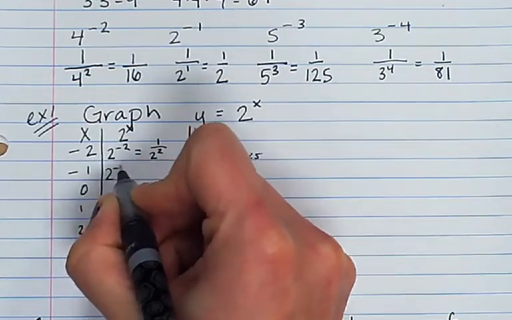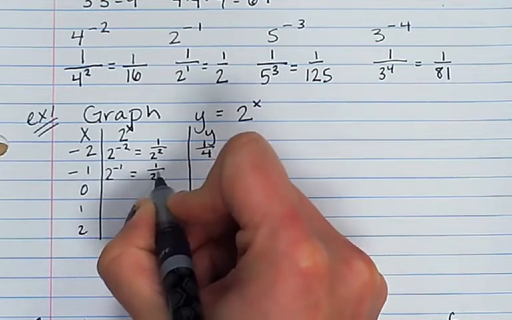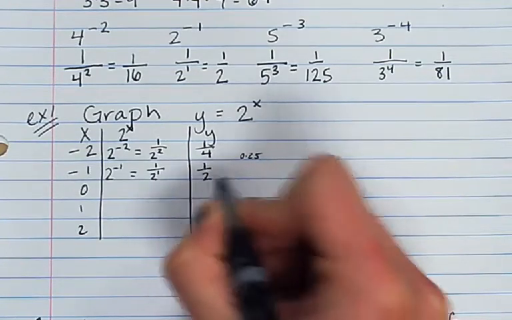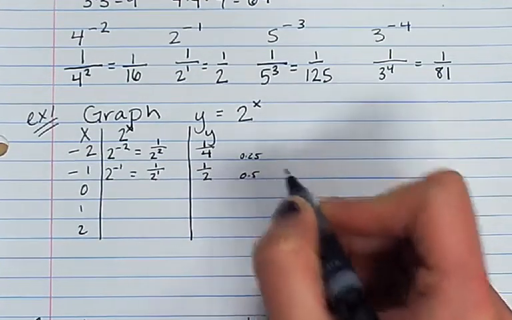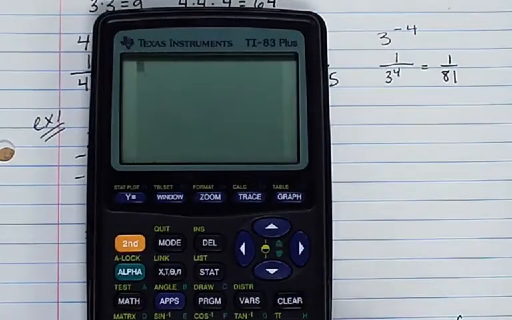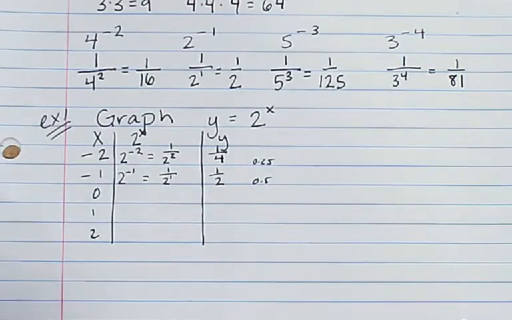So next value I'm going to plug in is negative 1. Can't have a negative exponent, so I'm going to put a 1 on top. And then 2 to the first power is just 2, so we end up with a half, which is 0.5. And if you want to find out that decimal value, you can use your calculator. You would just go 1 divided by 4, 1 divided by 2. That's how you find those as a decimal value.